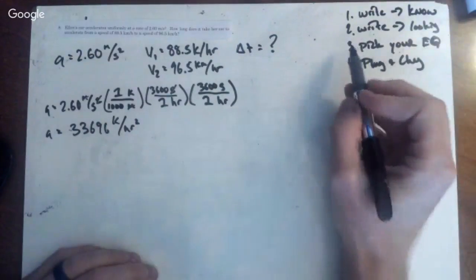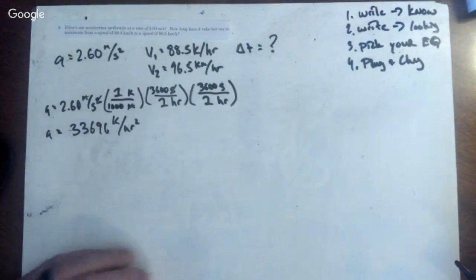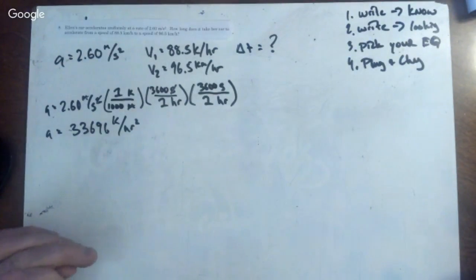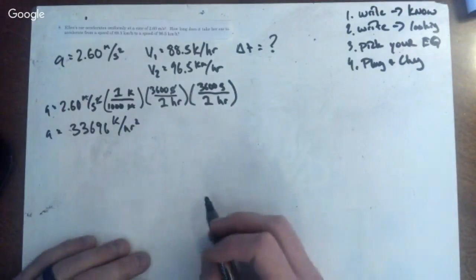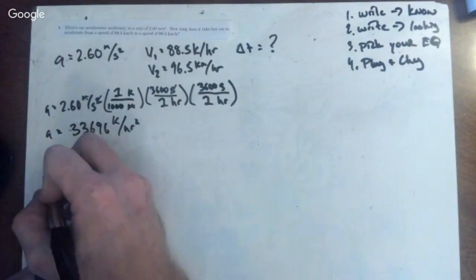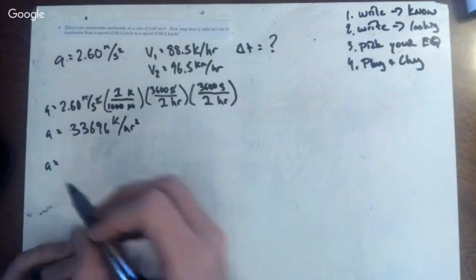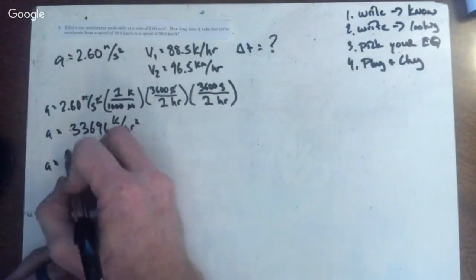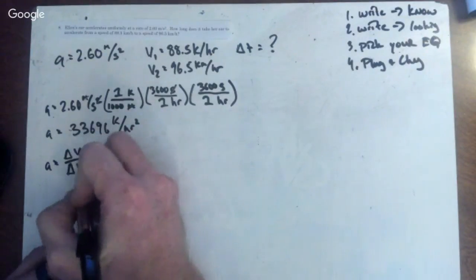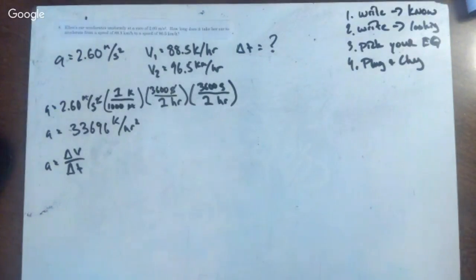But so we're looking for time, right? Now, we're at step 3 here, to pick our equation. The equation that most fits what we're looking for here is going to be our definition of acceleration: acceleration equals a change in velocity over a change in time.